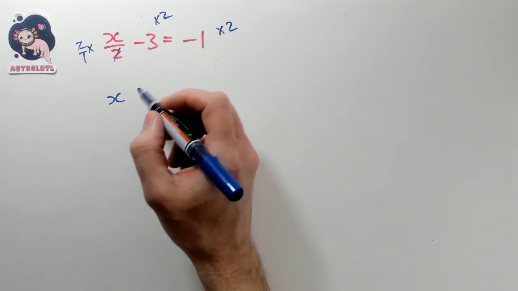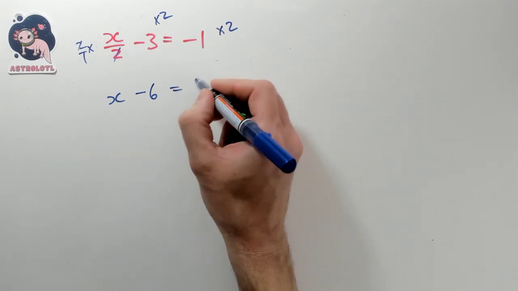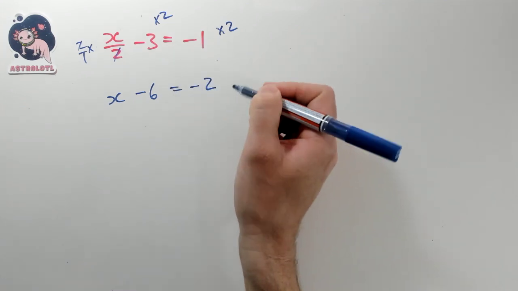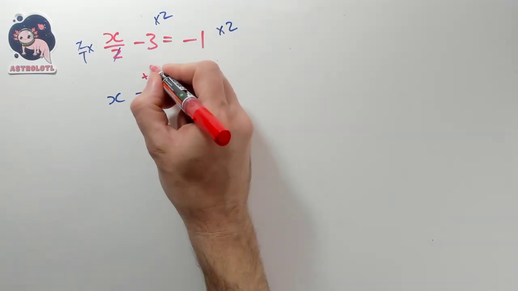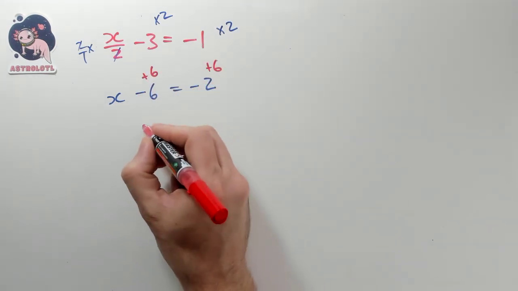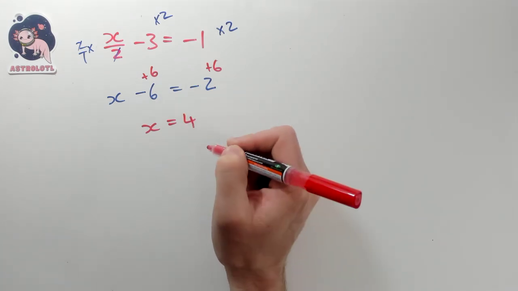So minus 3 times 2 is going to be minus 6, and minus 1 times 2 is going to be minus 2. And now I'm going to add a 6 on both sides. And then I'll be left with x is negative 2 plus 6, which is 4.